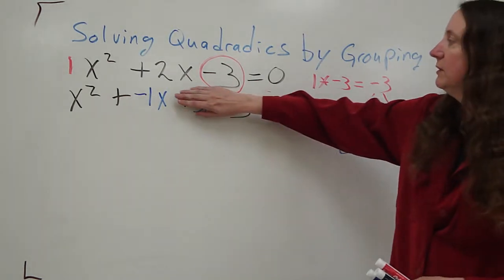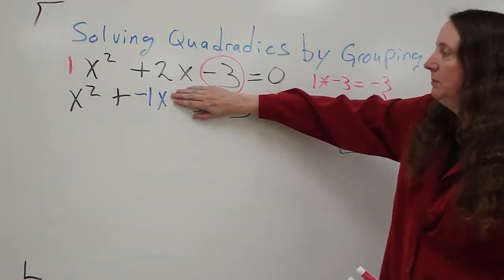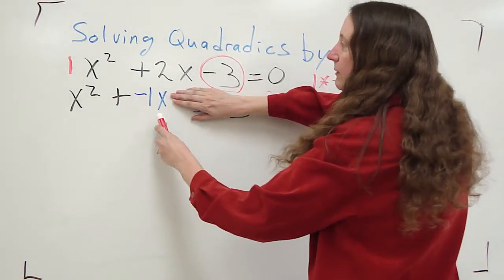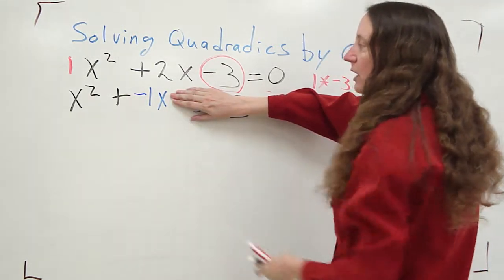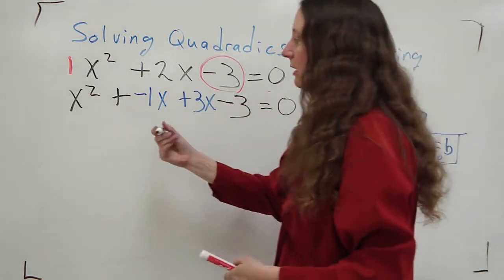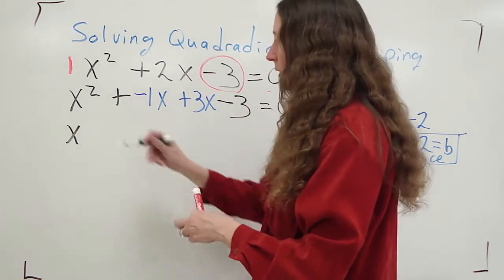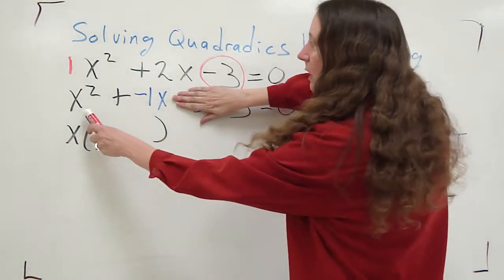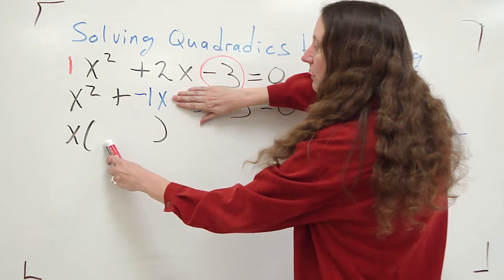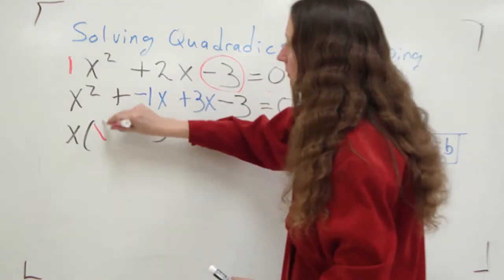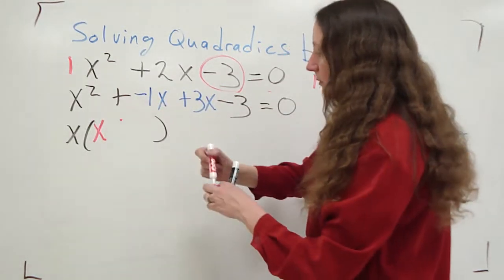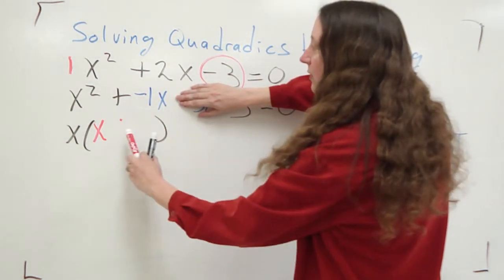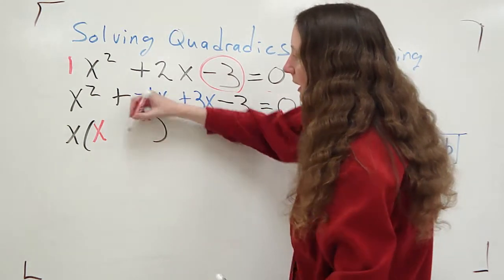Next, I am going to cover up half of the problem, and I'm going to look to see what can I factor out over here. I can factor out an x. I write that down. What am I left with? x squared divided by x is x. Negative 1x divided by x is negative 1.